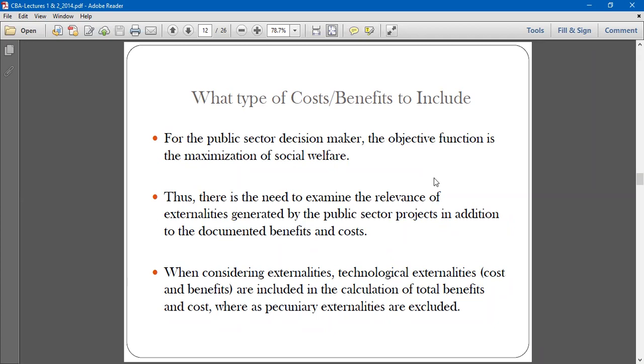Then because of the construction of the road, there is a limit on the production process of the tie and dye firm. The tie and dye firm is unable to either produce more or even produce at all. So the construction of the road is causing an externality to that person. That one is a technical externality. So we have to add that cost to the cost and benefit that we are talking about.